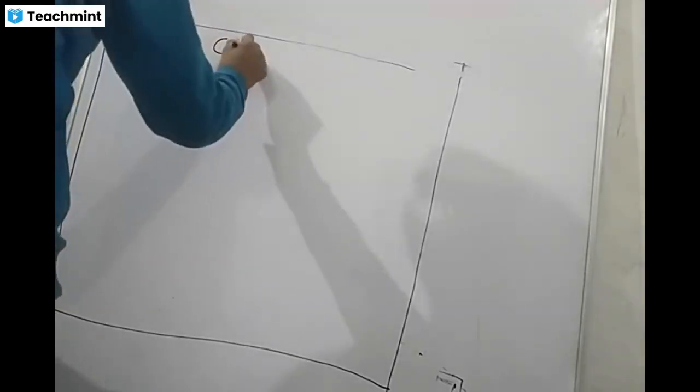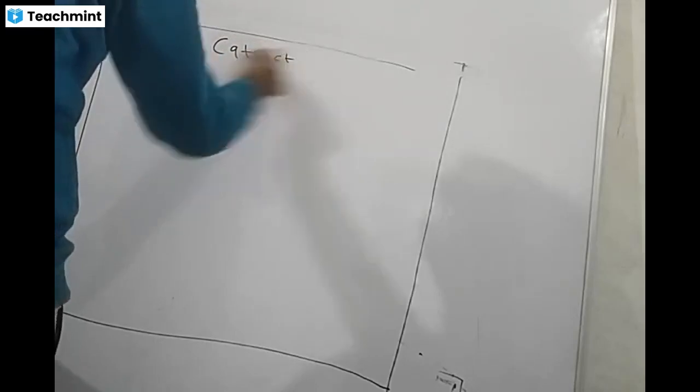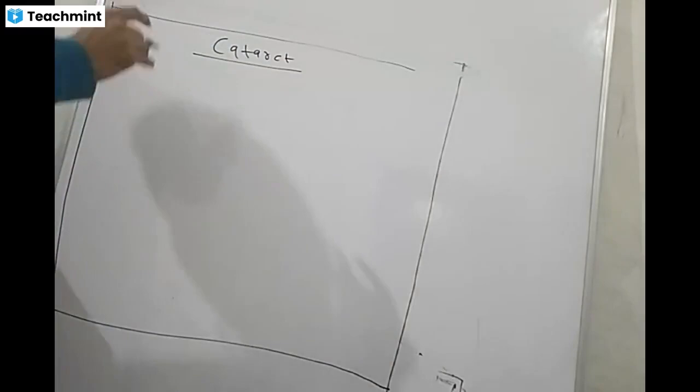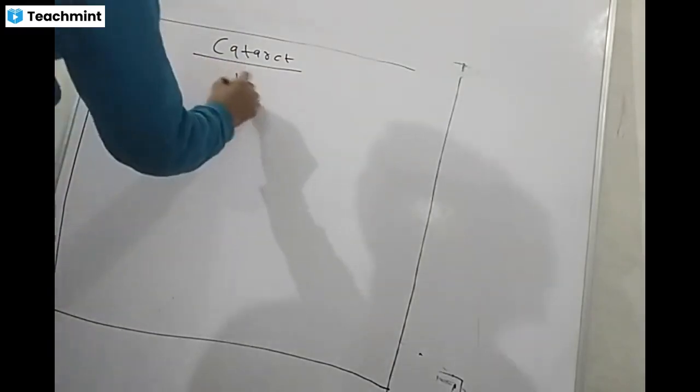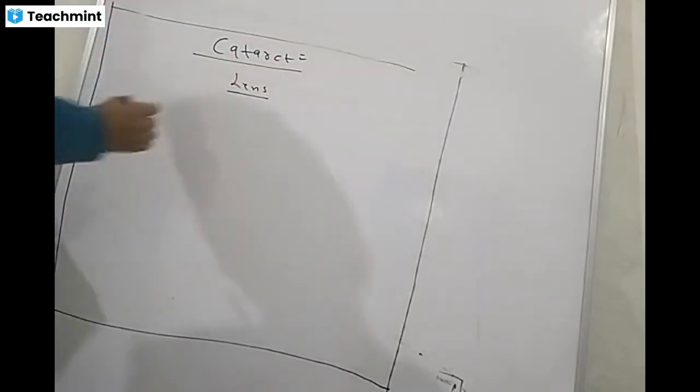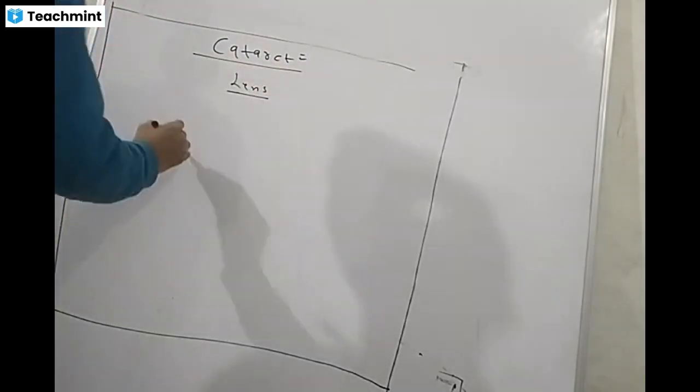In this video, we'll see cataract surgery. This is the most important in ophthalmology. So first we'll start with our lens, because cataract is nothing but the opacification of your lens.